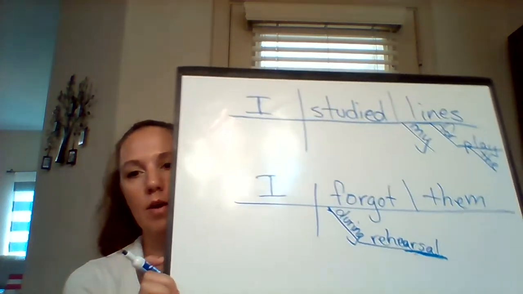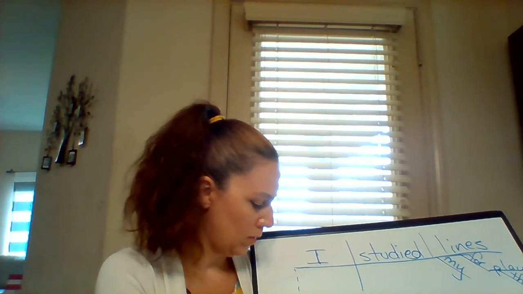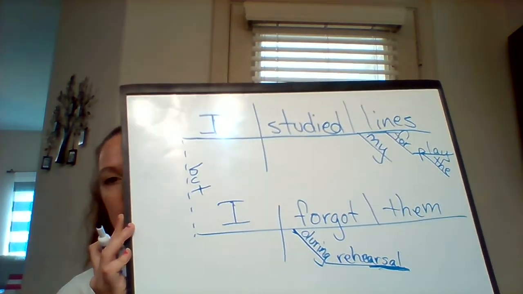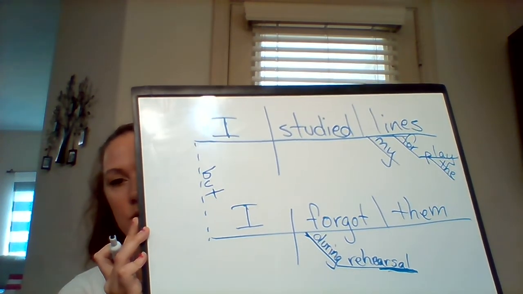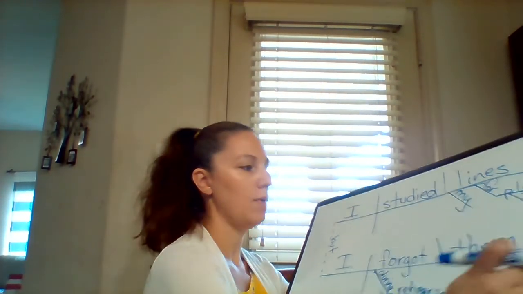Terrible line. Okay, so I forgot them during rehearsal. Then all we have left to do is connect them. And in this case, the conjunction we used was but. So I write that on the dotted line. Okay, I studied my lines for the play, but I forgot them during rehearsal. Okay, so hopefully that one makes sense.